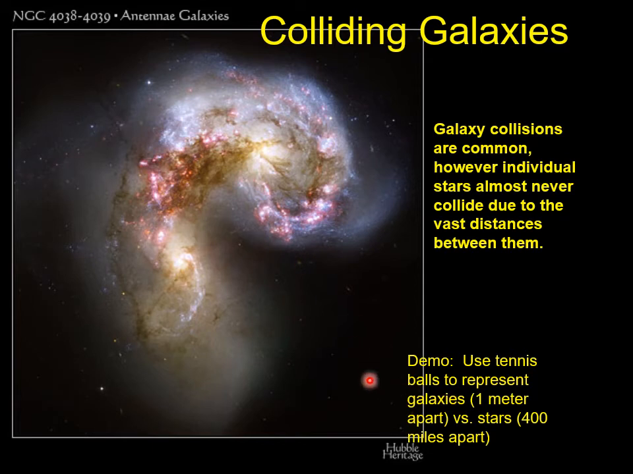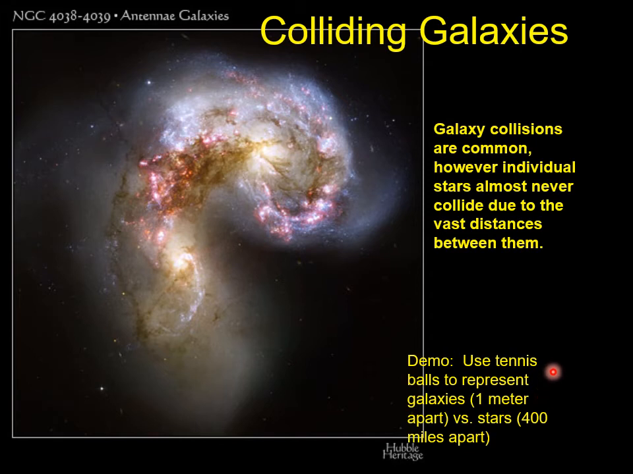So if I were to take a couple of tennis balls and have them first represent galaxies, then I could maybe place the tennis balls about 1 meter apart. And it's easy to imagine these tennis balls hitting each other because they're only about 1 meter apart or 3 feet apart, something like that.